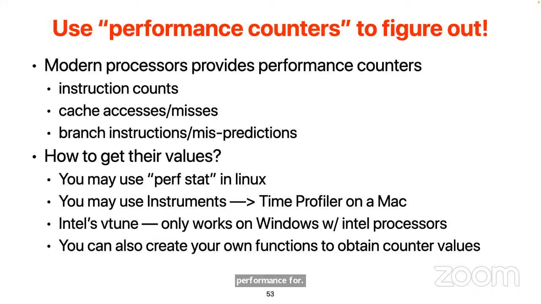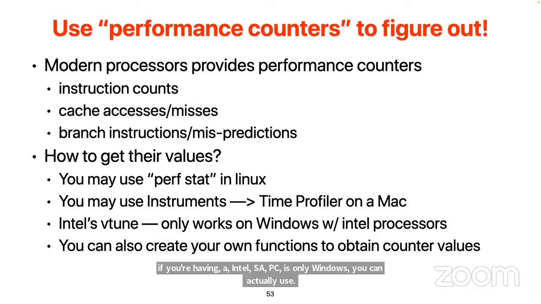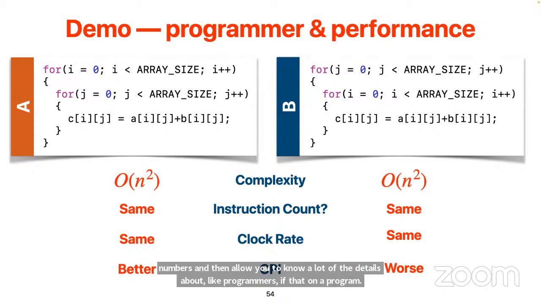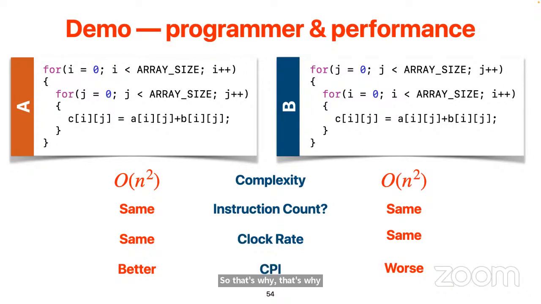And if you have an Intel x86 PC running Windows, you can use Intel's VTune, although you have to pay. But there are so many ways you can get performance counter numbers, which allow you to know a lot of details about the programmer's effect on a program. So that's why it's very important that a programmer needs to know computer architecture, because it's not just algorithms affecting your performance. The computer architecture does that too.